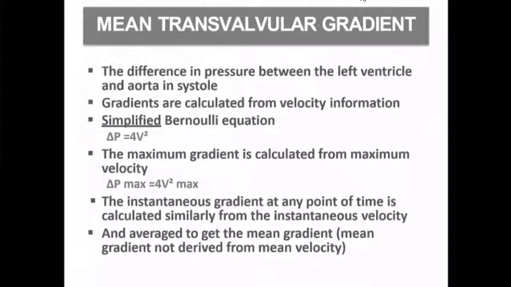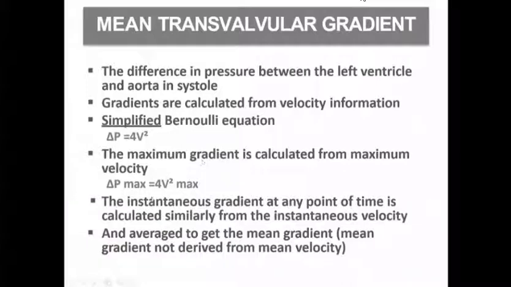The mean transvalvular gradient is the difference in pressure between the left ventricle and the aorta. The gradient is calculated from the velocity. The simplified Bernoulli equation is used, because many times the examiner will ask which formula you use, so you should remember your little bit of physics. The pressure gradient is 4V squared.